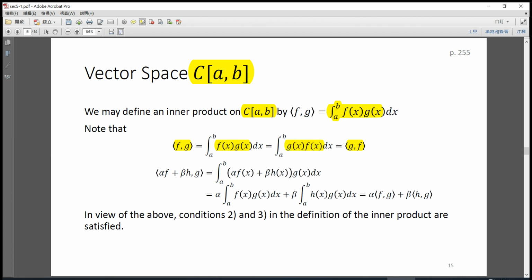Next, we verify that this operation satisfies the third property. That is, this operation is linear in its first argument. That means this operation satisfies homogeneity and additivity property in its first argument, which is straightforward. You can check this by yourself. In view of the above, the third and the second properties in the definition of inner product are satisfied.